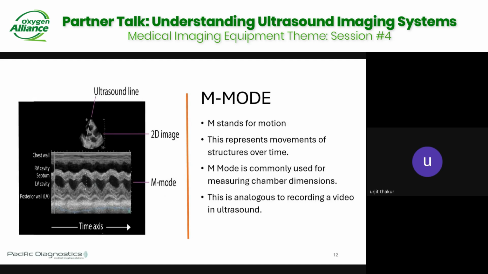Now we have the M mode. M stands for motion. This basically represents the movement of structures over time. We use this to measure the chamber dimensions of the heart. You can see the image on the left as I've shown. You have a 2D image above, that's the B mode, and below it is the M mode, which you measure over time, and you can see the different organs and how they're reacting. In the M mode, you can see the blood vessels, the posterior wall, and how it's reacting over a certain period of time.